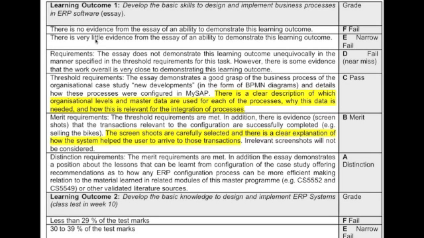Learning outcome 1, as you can see on your screens, says the criteria to pass, which is this one, the CPAS criteria. The CPAS criteria tells you that the ASA demonstrates a good grasp of the business processes of the organizational case study, new developments, in the form of BPM diagrams, and how these processes were configured in MySAP. Okay, so the first part of this is that you needed to look into the BPMN diagram.